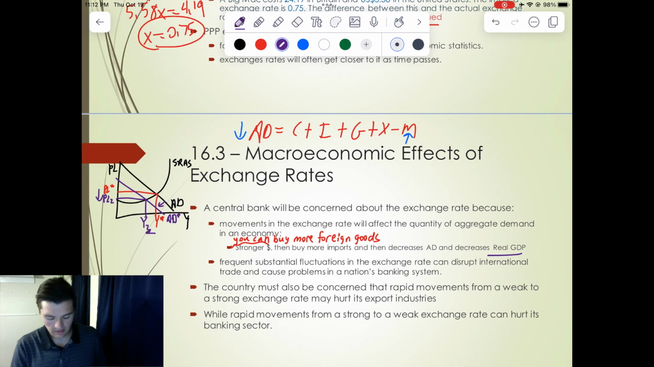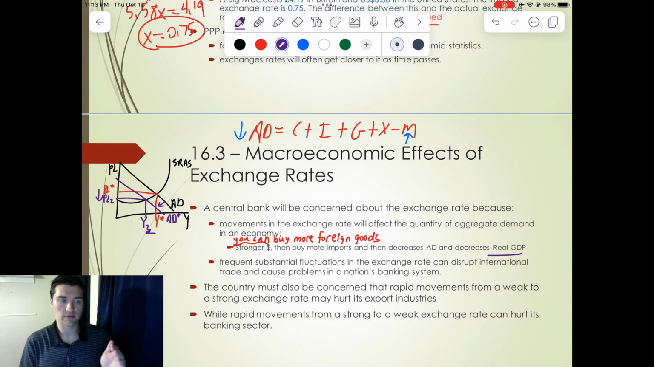Frequent, substantial fluctuations in the exchange rate can also disrupt international trade and cause problems in the nation's banking system. We talked earlier about the balance of payments, and that trade of the exports and imports. If that's affected, that also changes the capital account, and it also changes the investment as well. Just because the exchange rate is changing, this is going to change a lot of things, for sure. So the central bank has to be aware of this.